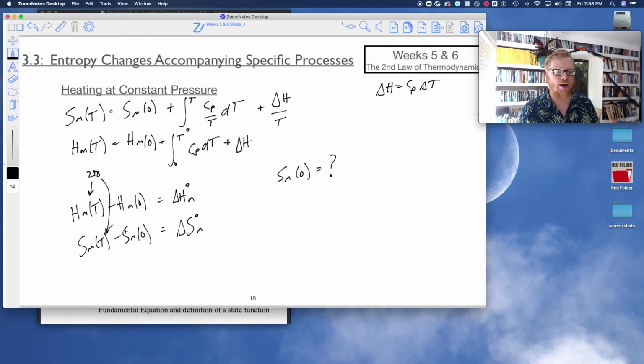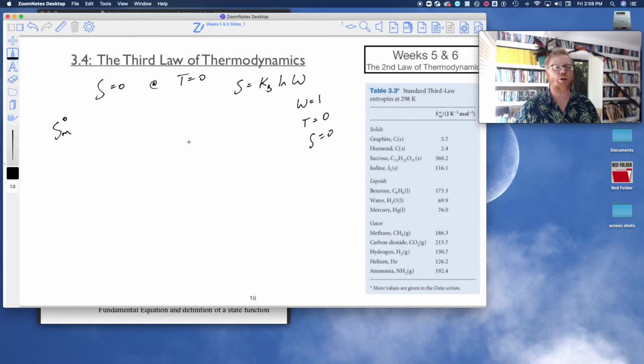Let me back up here. When this is 298, I put delta molar, but I can also put that little standard notation symbol there. If you just want to know the standard molar entropy, you have to be able to measure the molar entropy at 0 Kelvin. It's really difficult to do that, and you're going to explore that more in the computer lab activity.